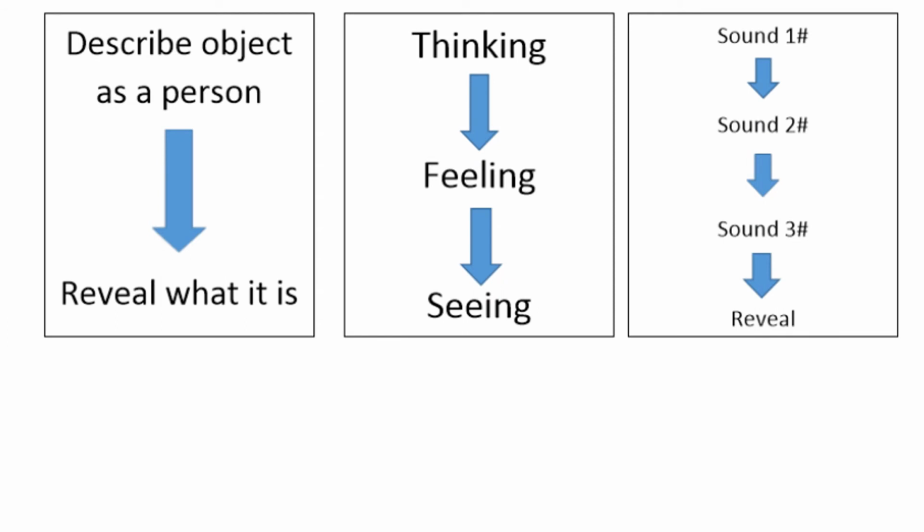Here's some more. Describe an object as if it was a person. A chair, how could it be like a person? It was lazy, relaxed, calm, messy, and then right at the end, you show it's a sofa, and you kind of fooled people. Or another way you can do it, box 2 here, thinking, feeling and seeing. What are people thinking about this place? What are they feeling about it? And then what are they seeing? Another one, sound, sound, sound. You describe 3 different sounds, and then you reveal what's causing the sound.